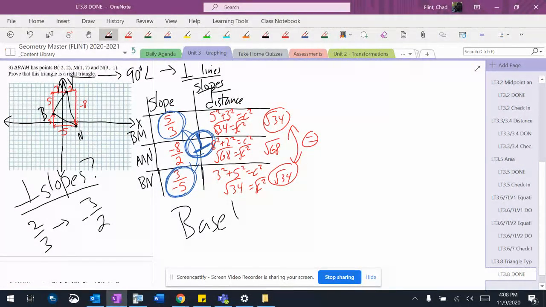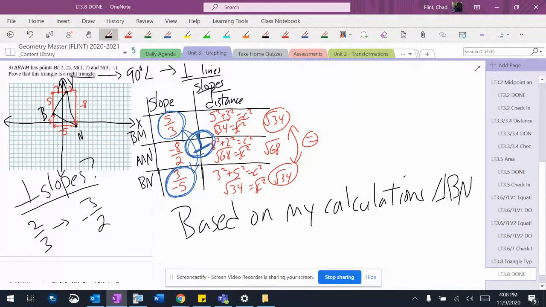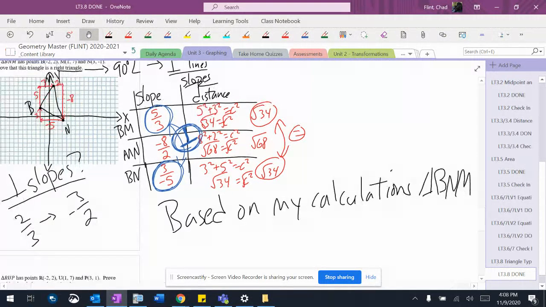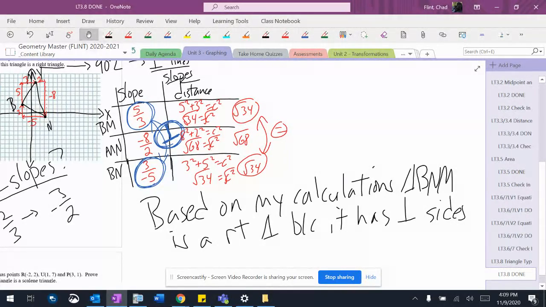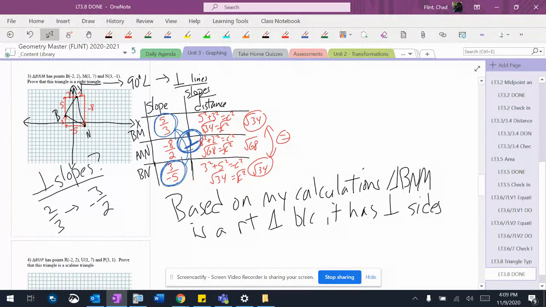So I say based on my calculations, triangle BMN is a right triangle because it has perpendicular sides. And that's enough. You can be fancier with the words if you want to. But that's the basic idea of what you have to have.